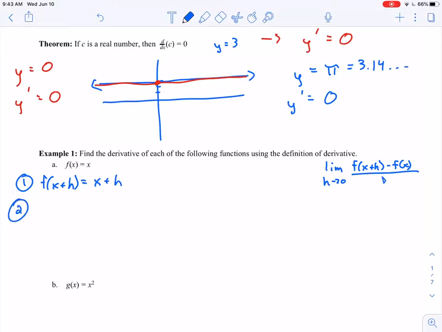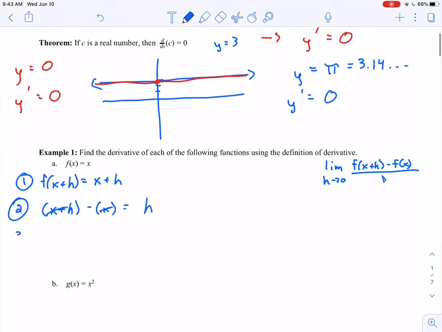Step 2, if I subtract my original function, I'll have x plus h minus my original function of x. Well, hold on, those two cancel, and I'm just left with h then. Okay. Step 3 right here, I'm going to take what I found in step 2, divide it by h, right? That's this piece over here, divided by h. h divided by h, that's just 1.